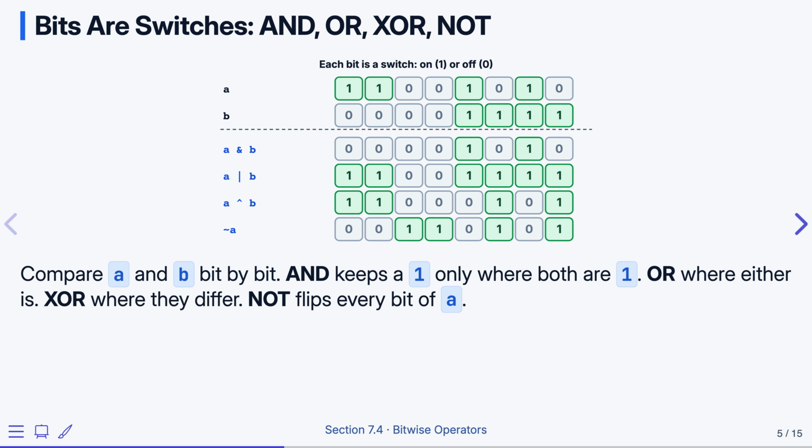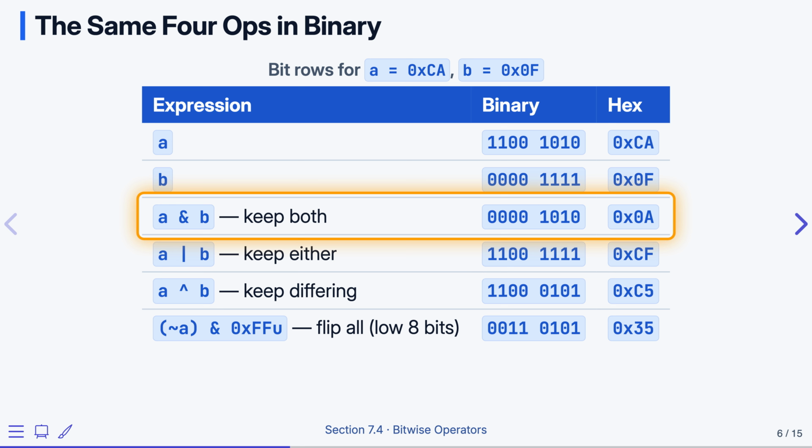These are the same 4 operations in binary and hex. A is 11001010, which is hex CA. B is 00001111, hex 0F. Notice B has only its lower 4 bits set. A AND B keeps a 1 only where both had a 1, giving hex 0A. Here B acts as a mask, keeping the low 4 bits of A and zeroing the top.